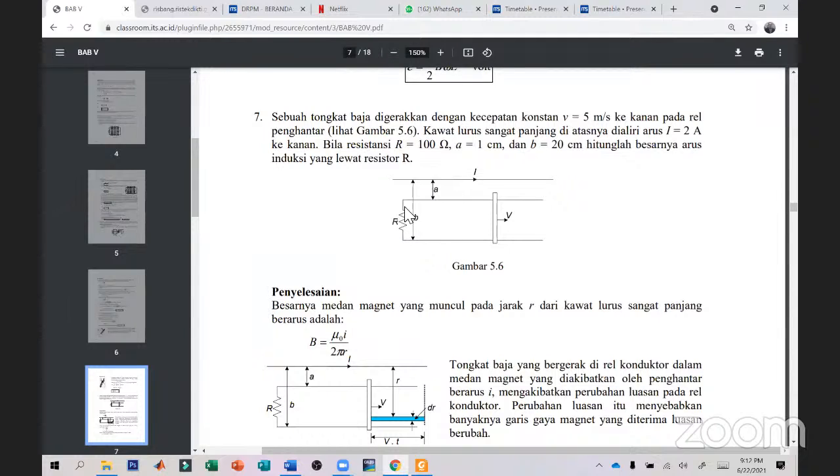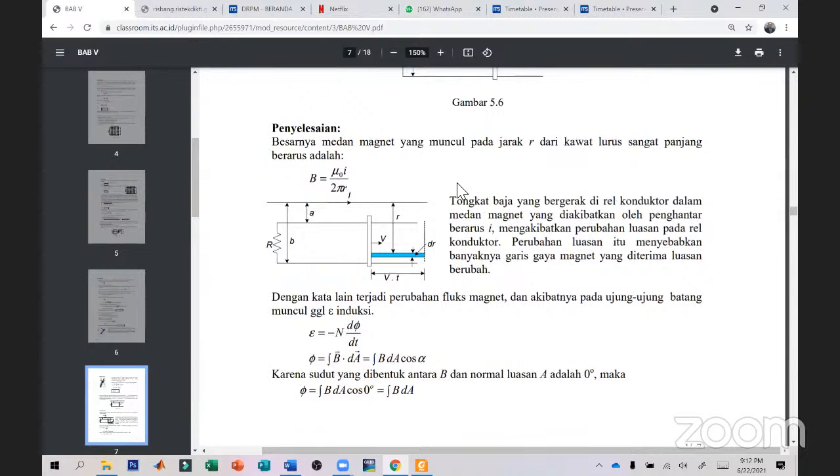Tapi medan magnet yang dihasilkan di sini kan nggak konstan, tergantung jarak dengan ini. Kemudian ada konduktor yang digerak-gerakkan ya. Biasanya kan tidak ada kawat ini dan medan magnetnya itu konstan. Jadi gampang, tinggal GGL yang dihasilkan adalah BLV. Tapi kalau medan magnetnya tidak seragam, karena B di sini lebih besar daripada B yang di sini karena makin jauh semakin lemah. Nah, ini cara menghitungnya seperti ini.